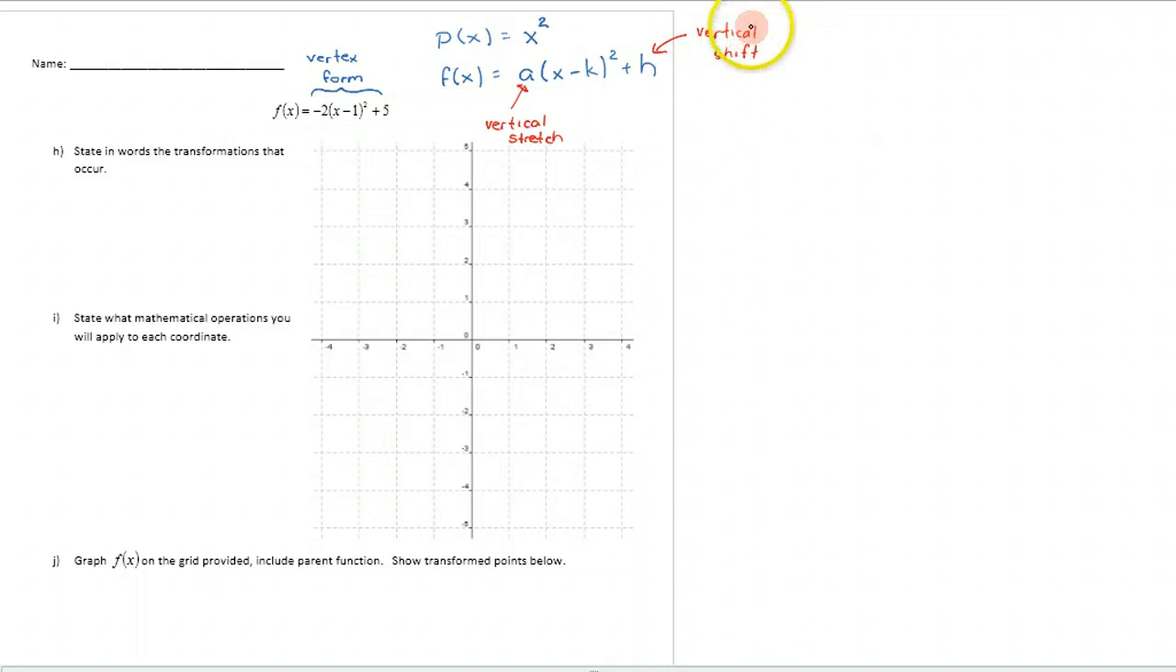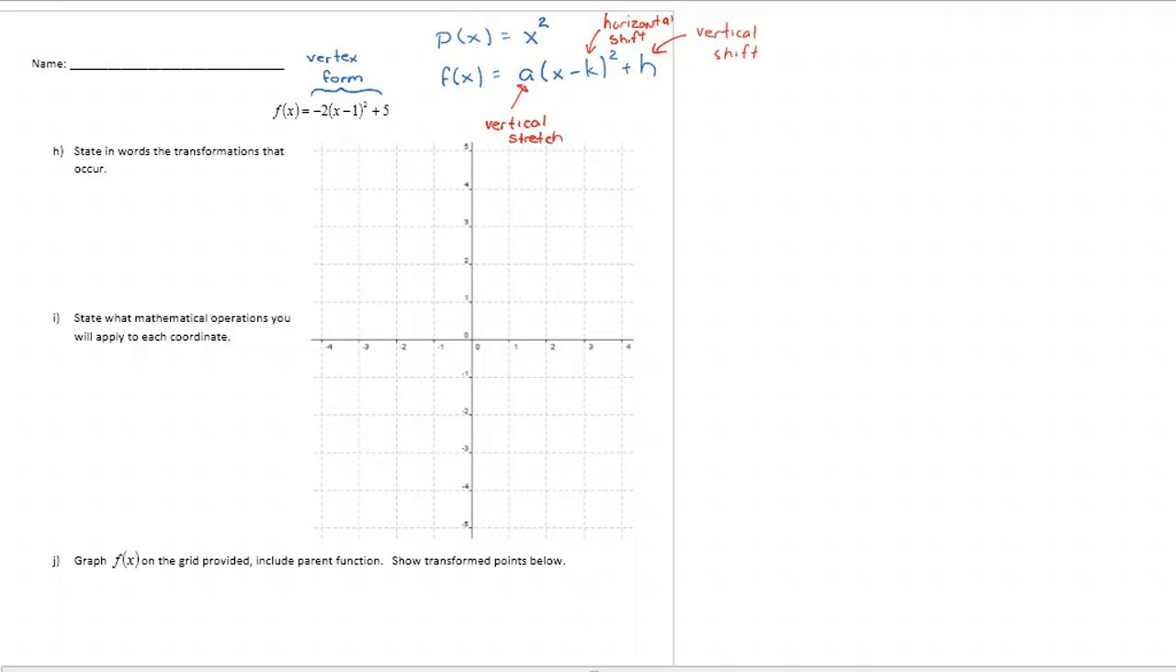Notice the a and the h would be applied after the squared, which we call our parent operation. And that's how we know that those values are going to affect our y position. The minus k is going to affect the value before the parent operation, which is squared. So we know k is a horizontal shift. And remember that horizontal shifts lie.